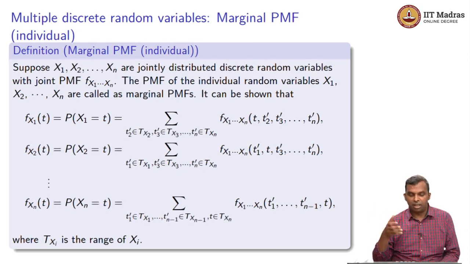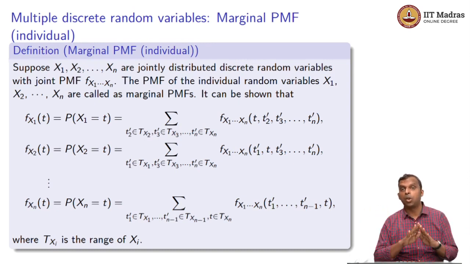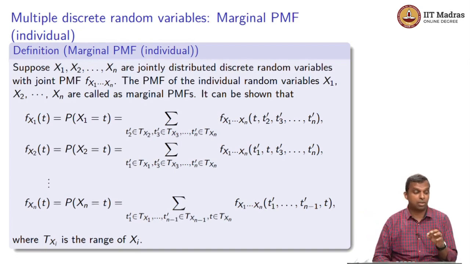Okay. And we can quite easily see that the PMF of X1 itself evaluated at some t is going to be basically the probability that X1 equals t, right? And it turns out you can find these marginal PMFs by summing over the joint PMF for different ranges. What do you sum over? You basically sum over all that you do not want to keep. Okay, so if you're looking at fX1, you have to sum over everything other than X1. The joint PMF of course will depend on X1, X2 all the way to Xn. So you sum over the joint PMF.